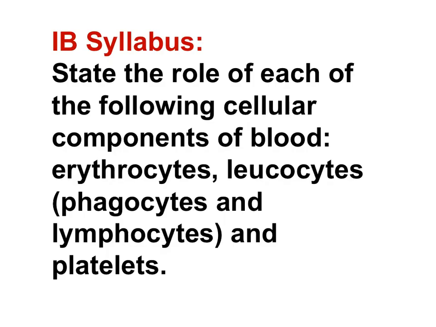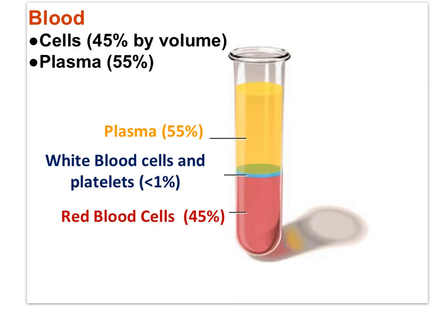So here's our first IB syllabus statement. State the role of each of the following cellular components of blood: erythrocytes, leukocytes, which include the phagocytes and the lymphocytes, and platelets. Once again, blood is composed of cells and a fluid known as plasma. Without the red blood cells, plasma is mostly clear and would be considered a solution. Plasma is mostly water, and with its high solubility, blood is a very good transport medium.